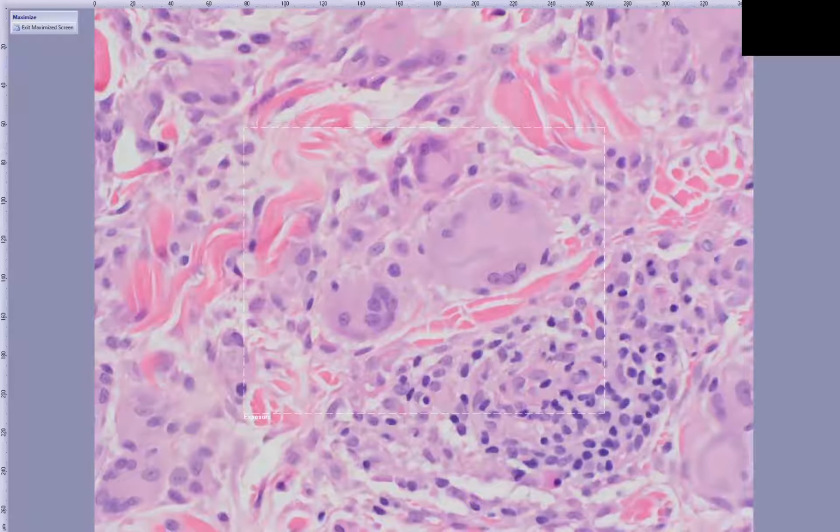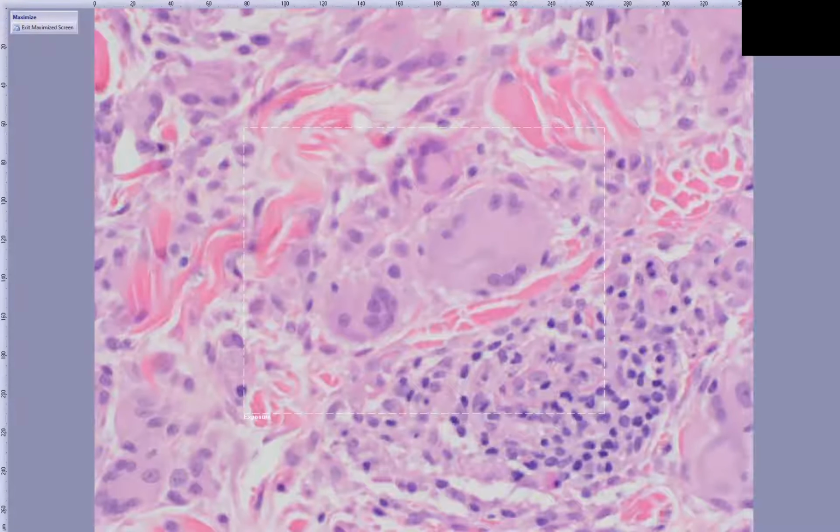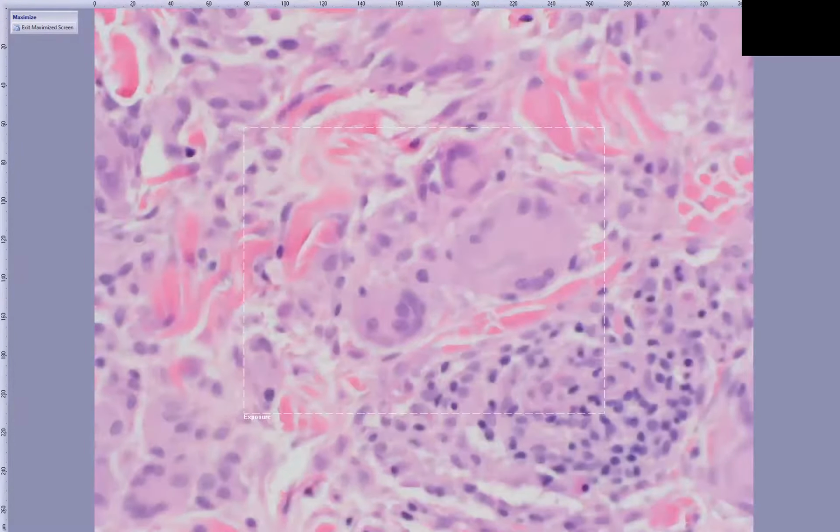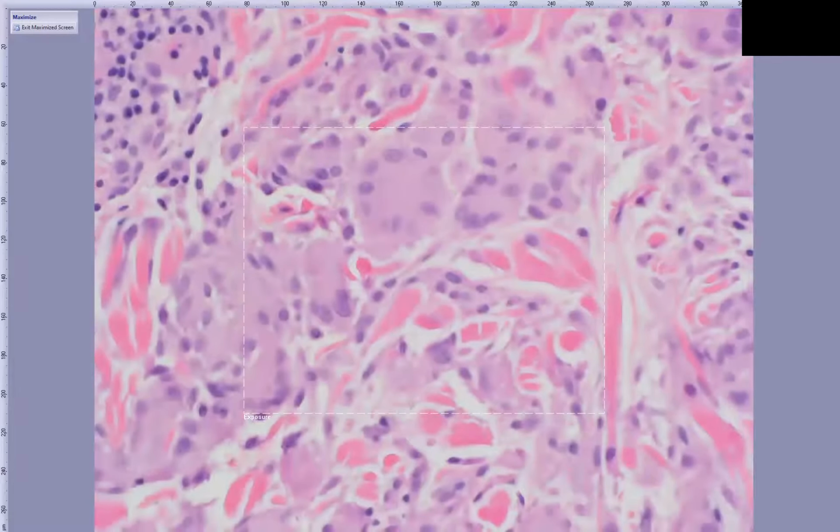So while you might have palisaded granulomas in actinic granuloma, you really don't have that mucinous degeneration of the collagen that we typically see in GA.